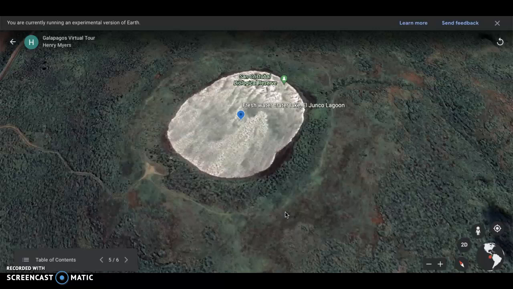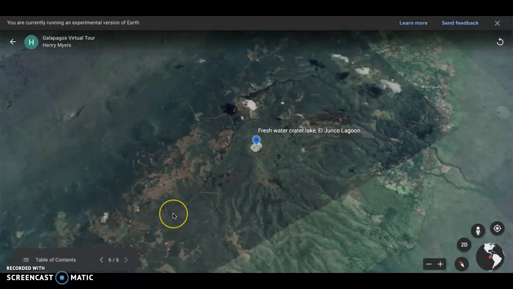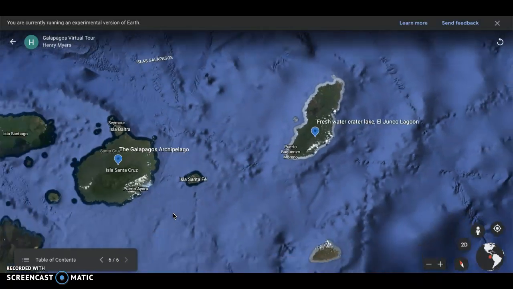They are very dry, and only in the higher elevations do you get rain, or consistent moisture, I should say, and only in these lakes and these craters will you find permanent fresh water. This makes it very important for how the islands look and form, what their environment is like, and what the ecosystems are. So now we move on to our final stop here.